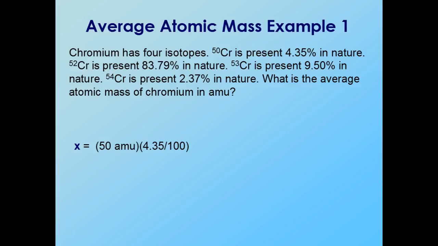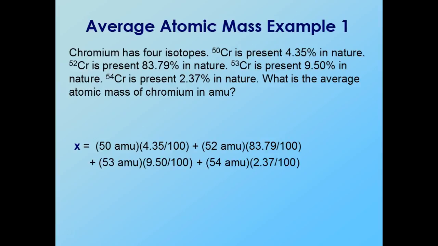So in this particular example, I took the 50 AMU for the first isotope of chromium and multiplied it by its percentage and divided by 100. And I'm going to do the same thing for each of the other 3 isotopes. You have multiplication and addition taking place, so you need to make sure you take care of the multiplication operation first in terms of order of operations. So when I multiplied the 4 isotopes and their relative percentages together, I got these as their relative masses.